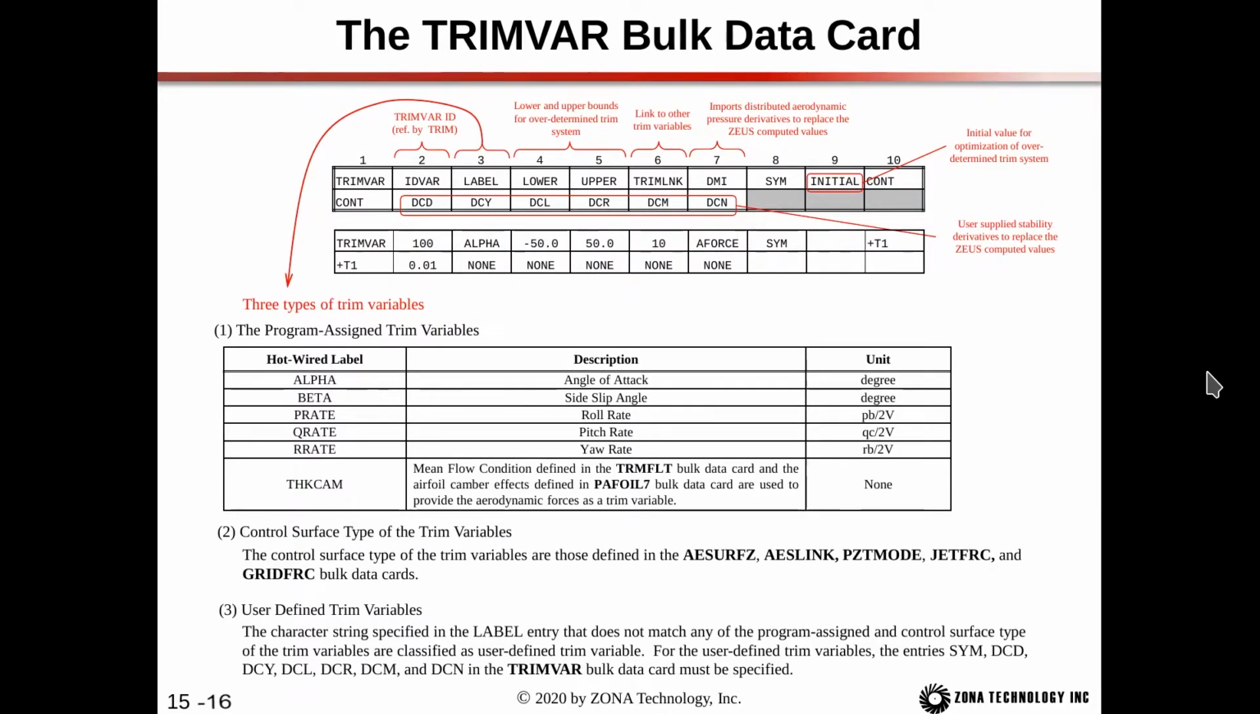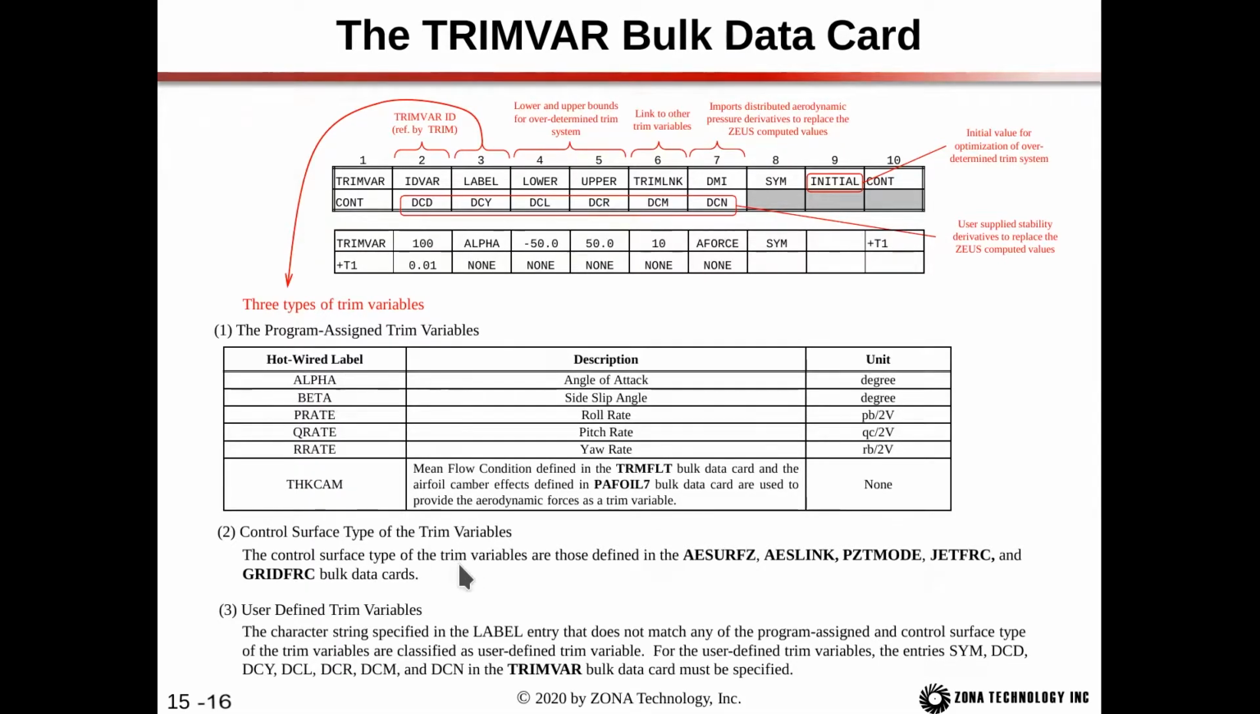Okay, so next we have the trim var card. So we have an ID, which is referred to by the trim card, and then we have the label field. So we have three types of trim variables. So the first is the program assigned trim variables, where we have alpha, beta, P rate, Q rate, R rate, and thick cam. Next we have the control surface type of trim variables.